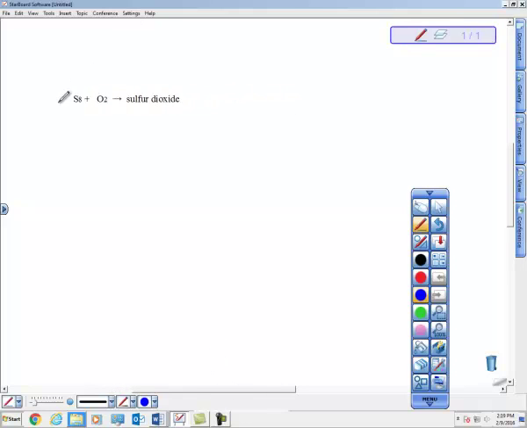Alright, so the formulas have already started for you on the reactant side. On the product side, you made sulfur dioxide. So sulfur is a nonmetal, and that makes it covalent, so we do not have to worry about balancing charges. There's no prefix on the sulfur, but there's a prefix, di, on the oxygen. Alright, so that's your product. This one's going to require some balancing.